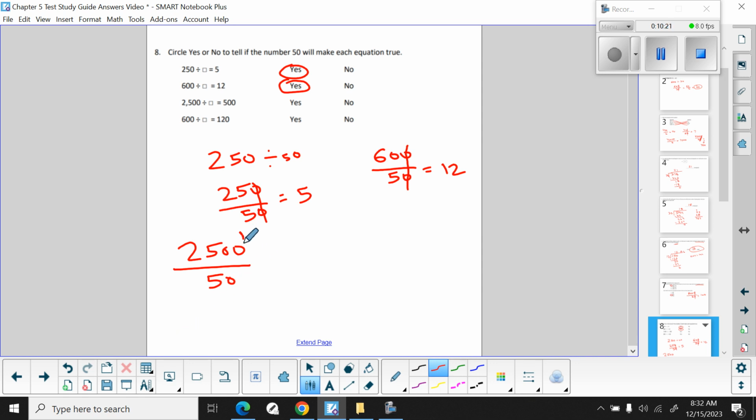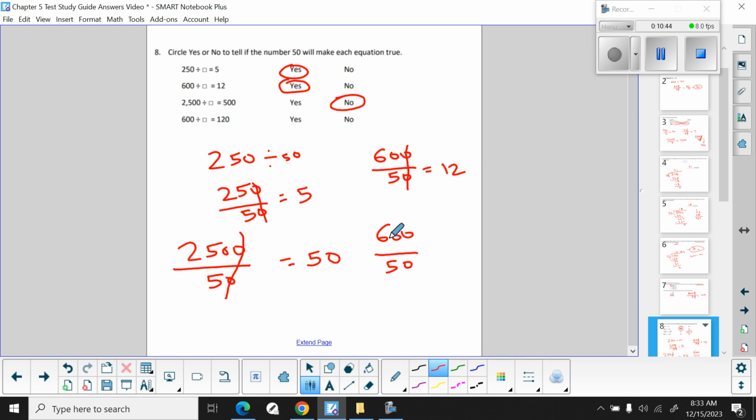Alright, so I cross out my zeros. That's the same as 250 divided by 5. So 5 goes into 25 5 times, and there's a 0 left over. So 2,500 divided by 50 should be 50. So that's a no. And the last one is 600 divided by 50.